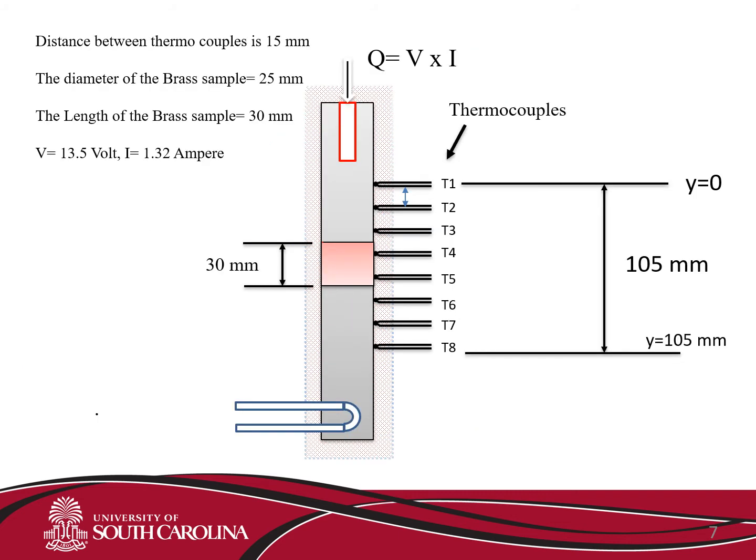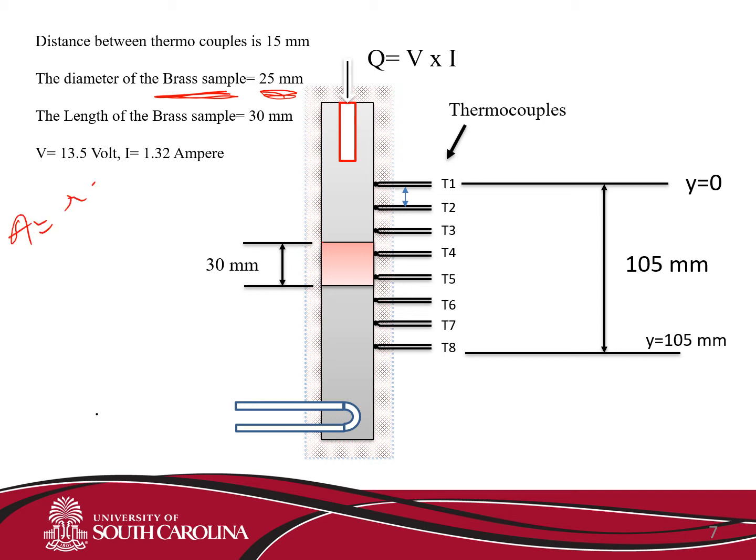Here you can see this is very clear for the distance. To find the thermal conductivity of the material we are using, it's called the brass sample. The diameter of the brass sample is 25 millimeter. We are going to calculate the area.